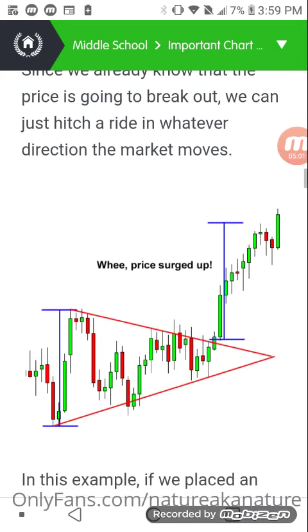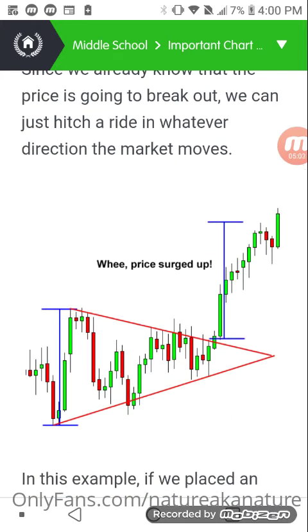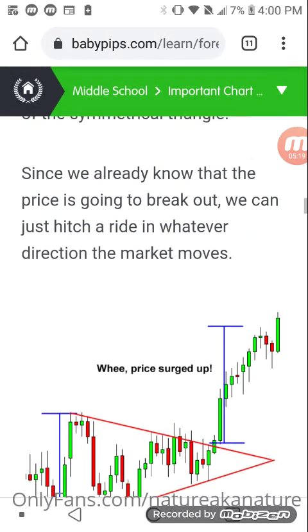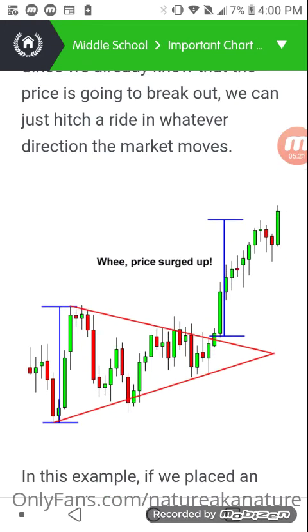So you could put a buy order and a sell order in, and whichever direction price moves is going to hit your buy order or your sell order. That's how you can also avoid making mistakes: by putting a buy and a sell order in at the same time. If you don't know what buy and sell orders are, we already went over it.